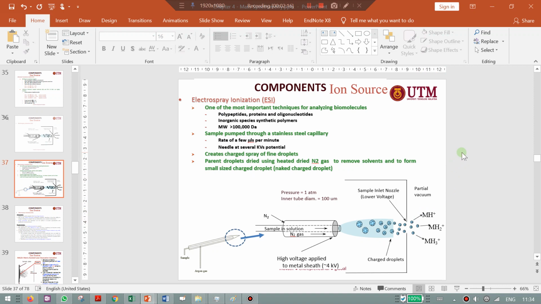So the question again can ask you what is the mechanism of electrospray ionization. You can describe this, and you need to be able to describe the importance of the ESI, for example.